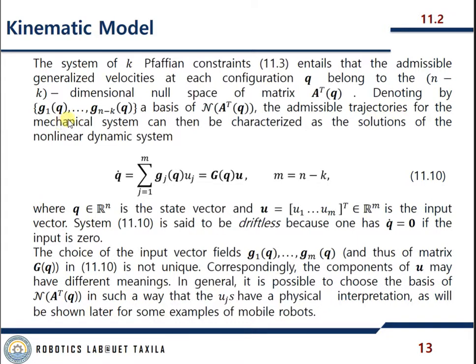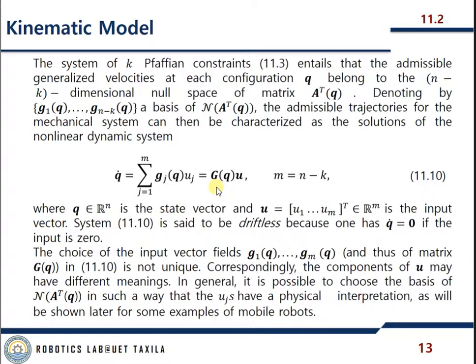Denoising the basis of the null space of A transpose Q, the admissible trajectories of the mechanical system can be characterized as the solution of a nonlinear dynamic system, which has vector fields gj multiplied by uj, where u is the input vector, and this is some vector field mapping Q to Q dot with the help of the input. So that's what it is. Here Q is the state vector and U is the input vector.